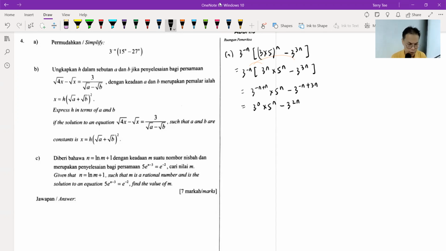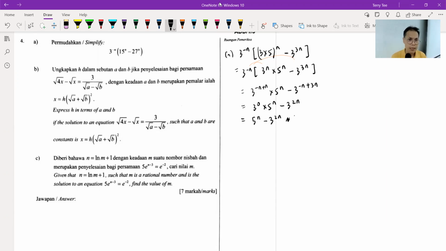27. Yep. This one, you need to simplify this because we know anything power 0 is 1. And this is 5 power n minus, you can write 3 power 2n. You can even write 9 power n. Okay, so we leave it like this because the question says simplify. So to what extent we can simplify, maybe up to here. We can't do anything more. We can't subtract 5 power n with 3 power 2n. Okay, all right. So that's part A.